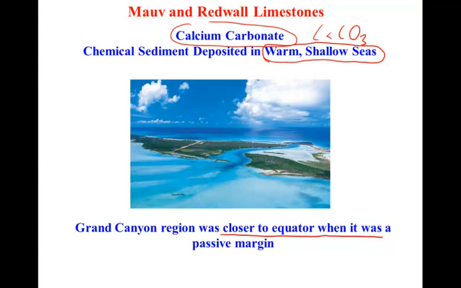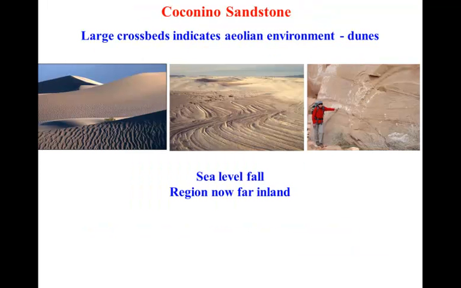The environment would have been similar to that of the Bahamas today. Shallow tropical sea, calcium carbonate is less soluble in warm water, so it's being deposited as a chemical sediment. Limestone is being formed. Due to continental drift, the Grand Canyon region later moved northward, away from the equator. But during the time it was a passive margin, and forming these layers of limestone, we were closer to the equator at this location. One of the younger layers in the passive margin sequence is the Coconino Sandstone.